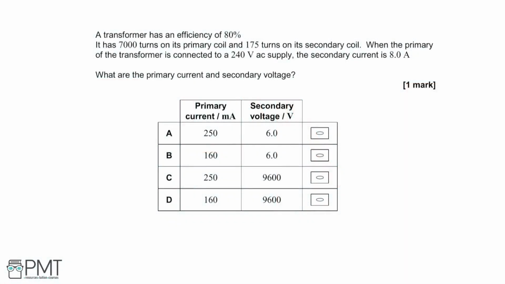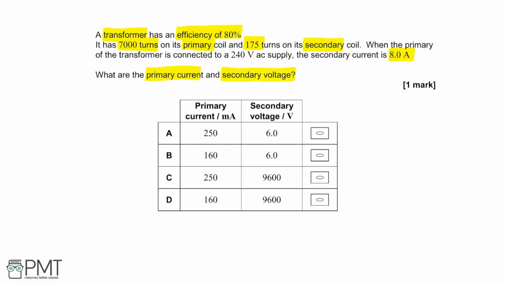This question is about transformers. The question says, a transformer has an efficiency of 80%. It has 7,000 turns on its primary coil and 175 turns on its secondary coil. When the primary of the transformer is connected to a 240 volt AC supply, the secondary current is 8.0 amps. What are the primary current and secondary voltage?